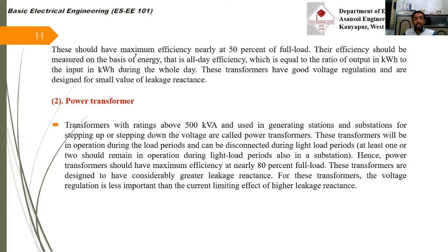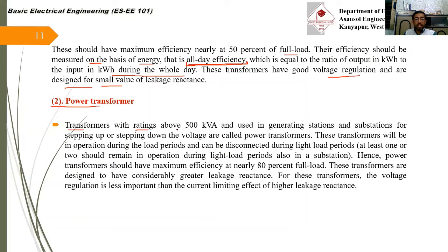These should have the maximum efficiency nearly at 50% of the full load. Their efficiency should be measured on the basis of energy, that is the all-day efficiency, which is equal to the ratio of output in kilowatt hour to the input in kilowatt hour during the whole day, that means 24 hours. These transformers have good voltage regulation and are designed for a small value of leakage reactance. Next kind of transformer is the power transformer.